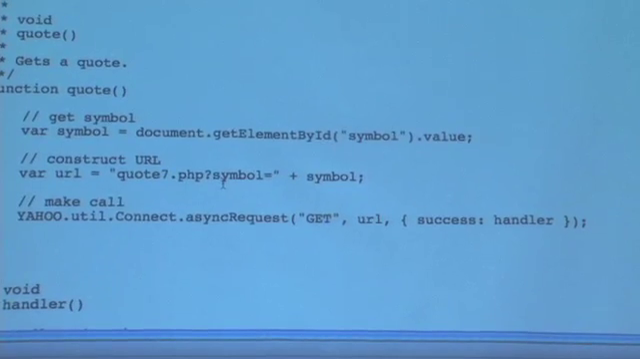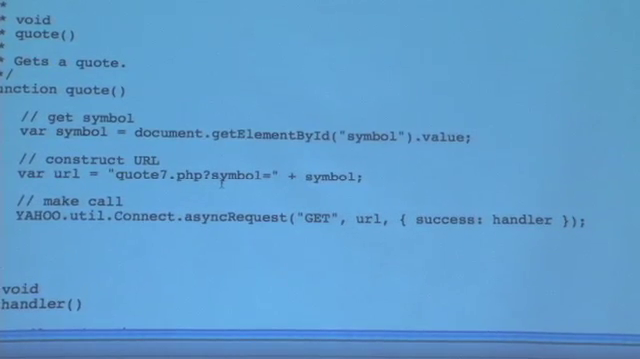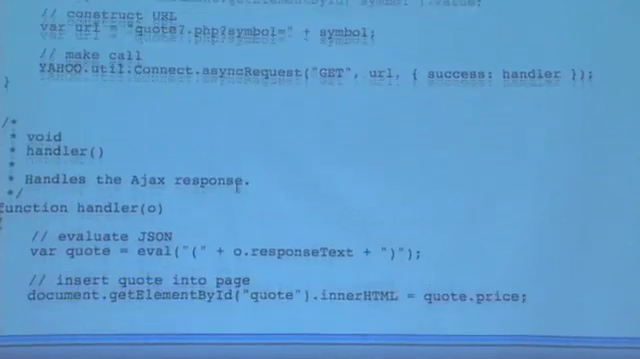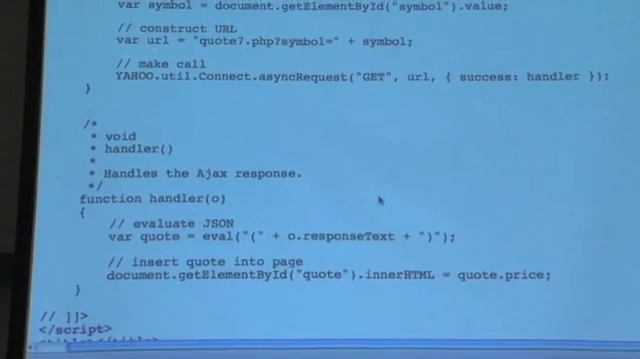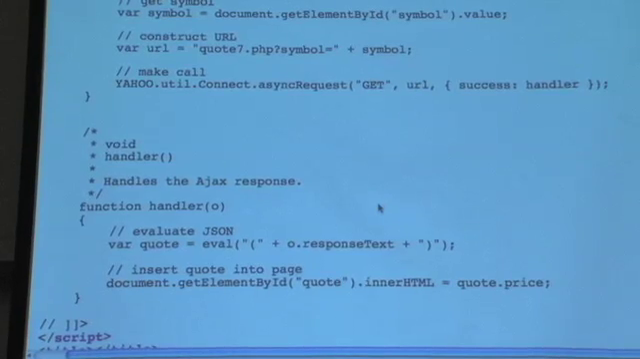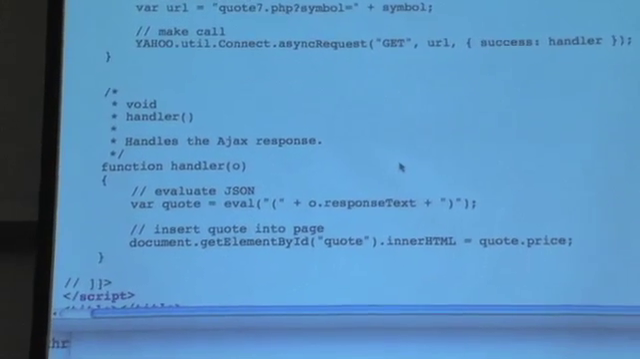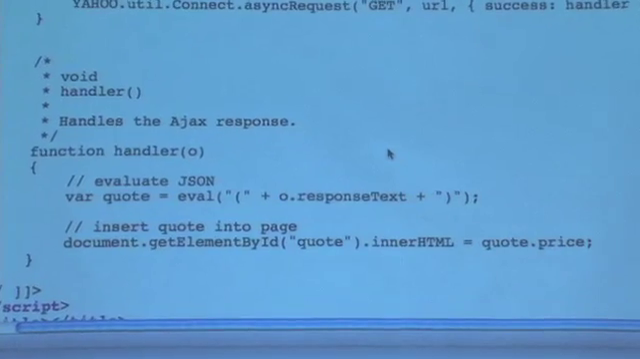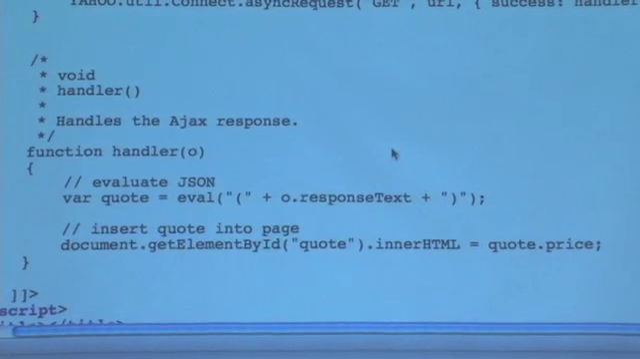As soon as the state has changed at all, it will call the handler function, and we can retrieve the data from here. Notice that the difference now in this handler function is that it actually gets passed an object as a parameter, and we're just calling this object O. It's essentially that XHR equivalent that we saw before.